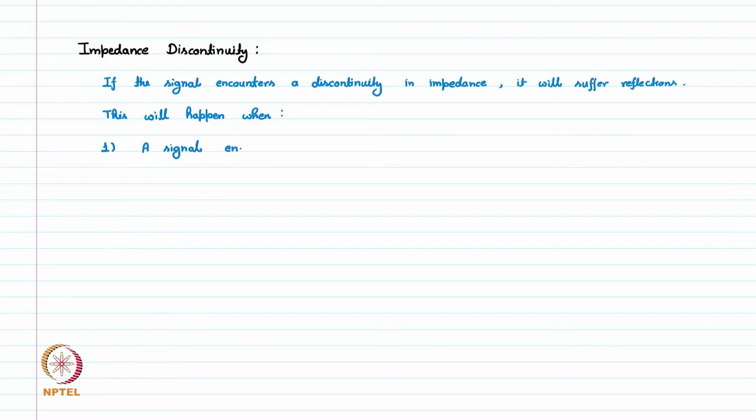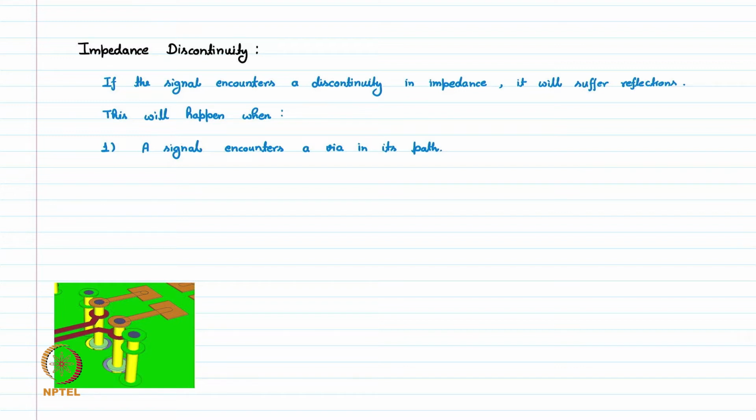So a signal encounters a via in its path. For example, in this diagram, let's say we are sending the signal from X and we are receiving this signal at point X dash, this orange color pad.